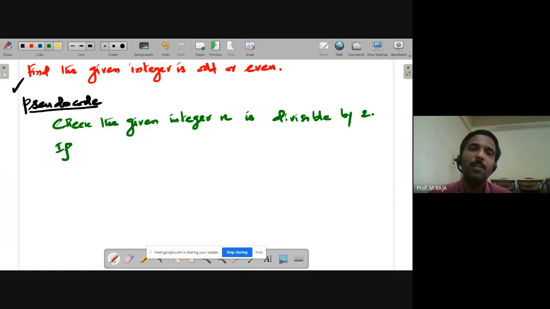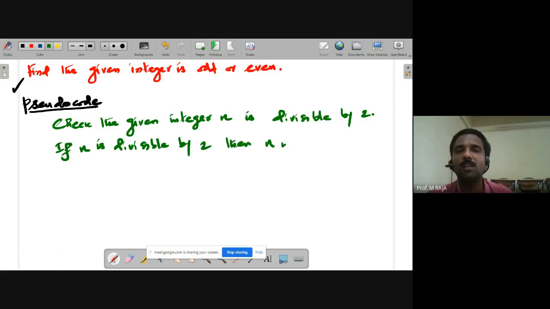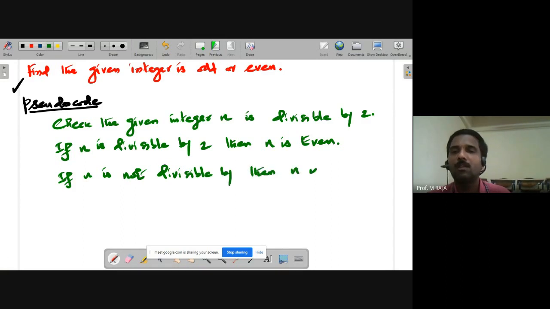If n is divisible by 2, that means 2 is a divisor or factor of n, then we can say that n is an even number. If n is not divisible by 2, or otherwise, then n is an odd number.